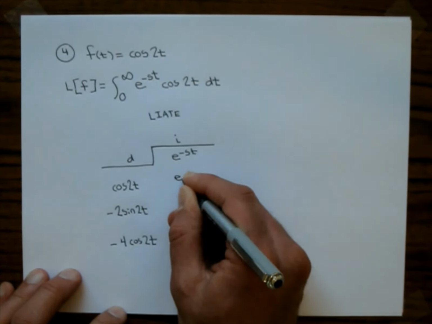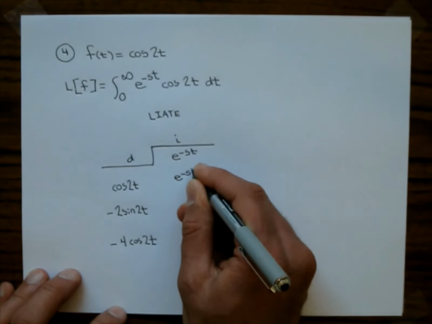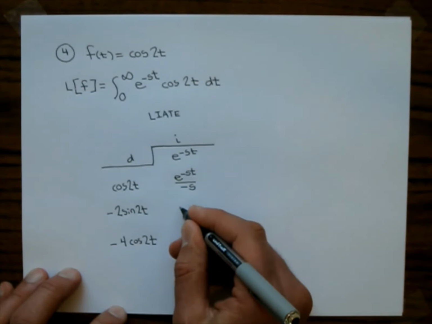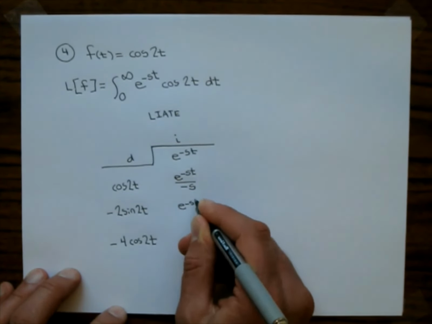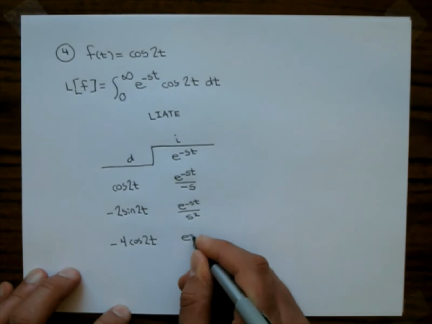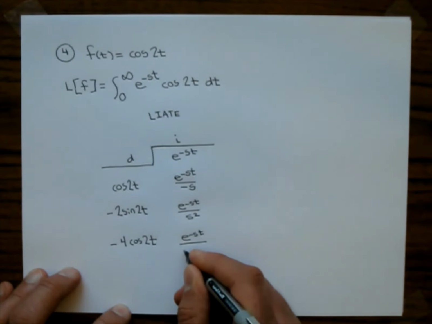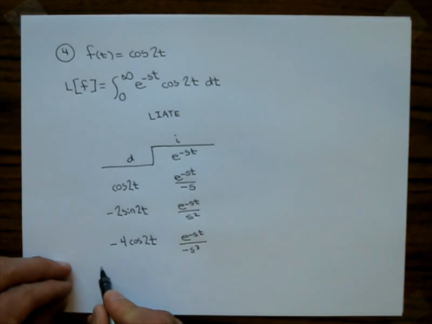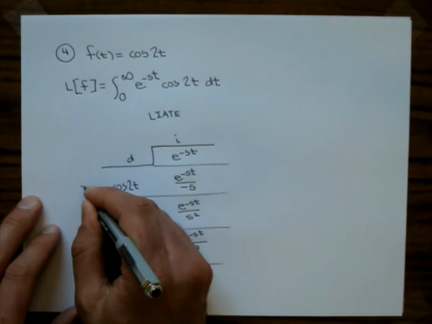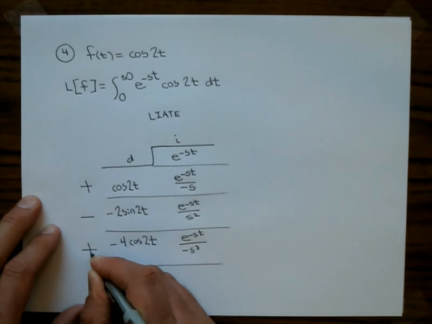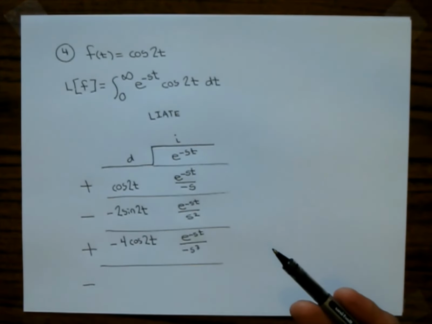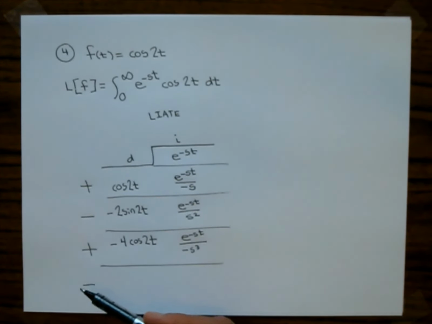This is when you take the integral with respect to t, I get e to the negative st over negative s. You could look at the other chart, that's exactly what I did last time. And then this is e to the negative st over s squared, and then this is e to the negative st over negative s cubed, and it keeps going. And you have to put a plus, minus, plus, minus, and it alternates, because the integration by parts has a minus on there, and when you apply it twice, you'll end up getting a plus the next time.